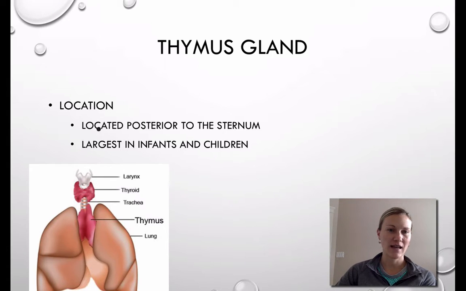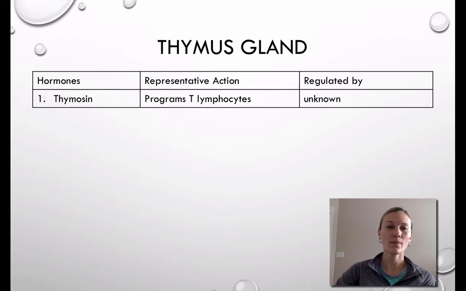So the thymus gland is located posterior to the sternum. So it's behind the sternum, and it's kind of in between the lungs, as you can see right here. And the thymus gland is actually the largest in infants and children, and it has a really big function too. Thymosin is the name of the hormone, and it programs T lymphocytes. It's not known what it's regulated by, but T lymphocytes means that it has to do with the immune system.